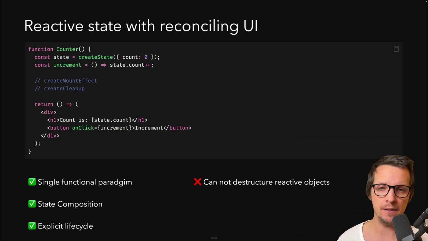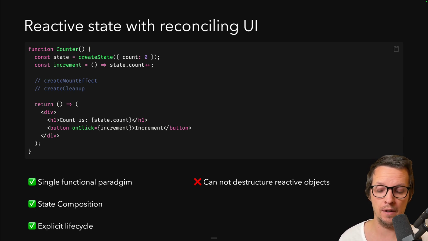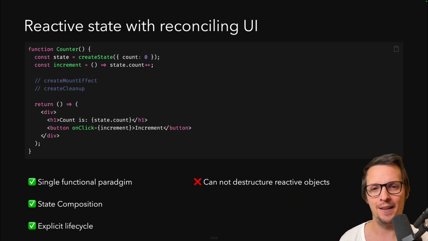And again, we're keeping the single functional paradigm. We have the state composition in there, we have explicit lifecycle hooks, and it's also very performant, because if you have reactive UI, that's going to be the most performant. Solid is kick-ass on performance. But this library is using Inferno, which is one of the fastest virtual DOM libraries out there. So it's insanely fast, beyond what's necessary.